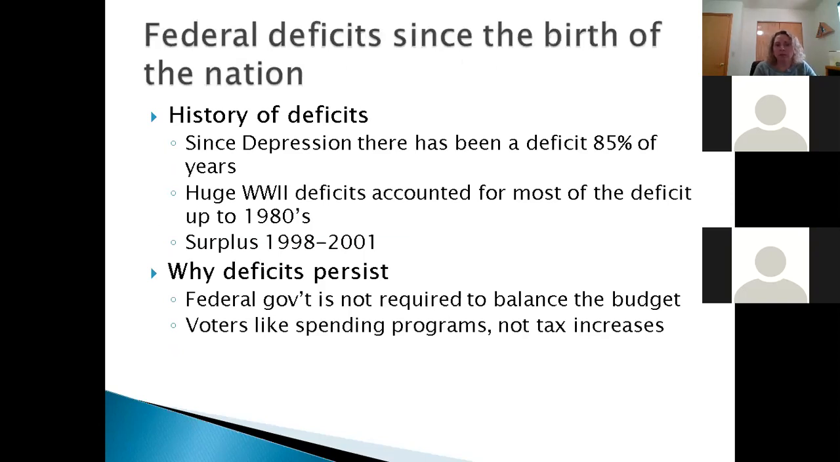Federal deficits since the birth of the nation. So sort of the history of our deficits and of the totality of those deficits, which is the national debt, okay? So since the Depression, we're talking late 20s, early 30s, since that time to present, there has been a deficit. So we're talking about just that annual budget deficit, 85% of total years. So you can see that we really do function as a normal part of government budgets in a deficit. I mean, it's typical.